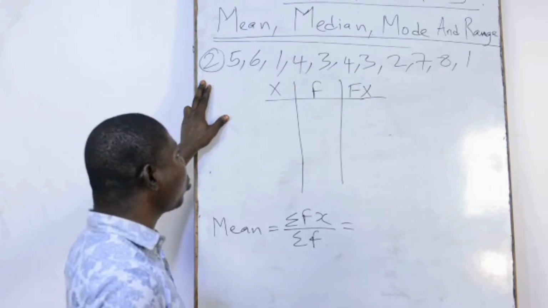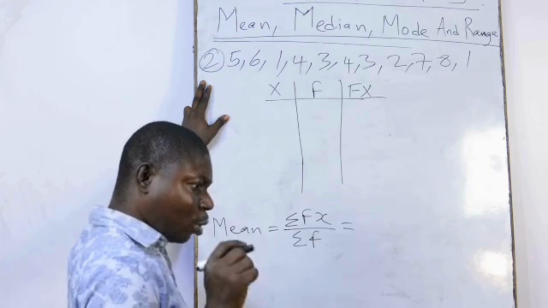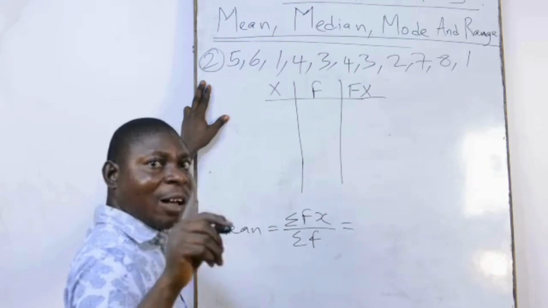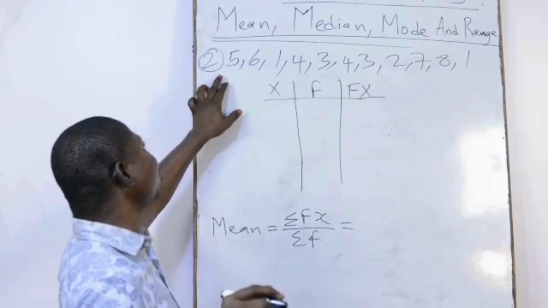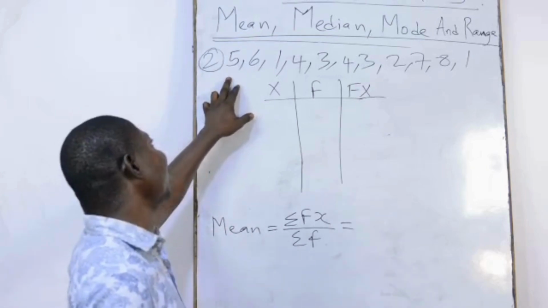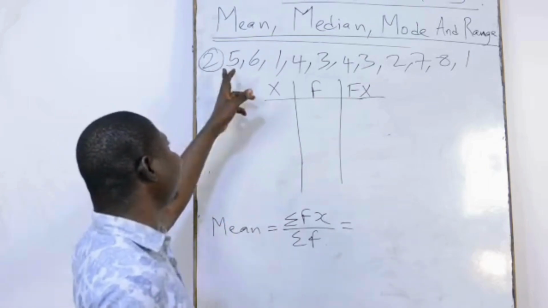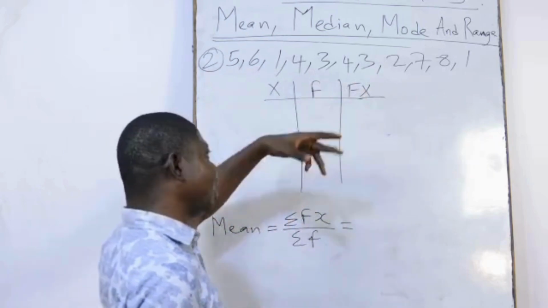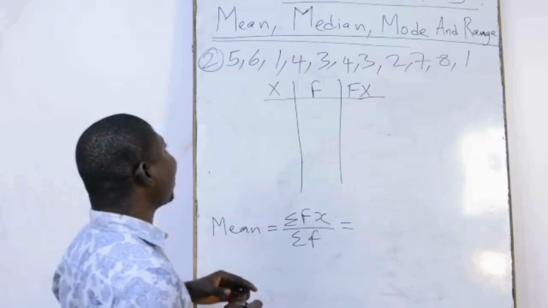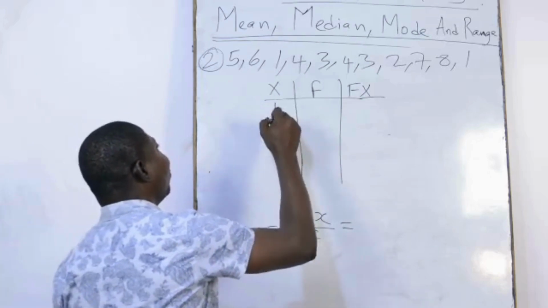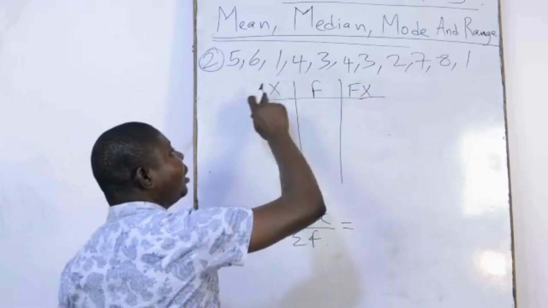Although this one is still raw, don't forget we have raw and we have group data. This one is still under raw again. So now, this is X. I told you this is X, this is data. So now you will check one from one. How many ones can we see in this question?